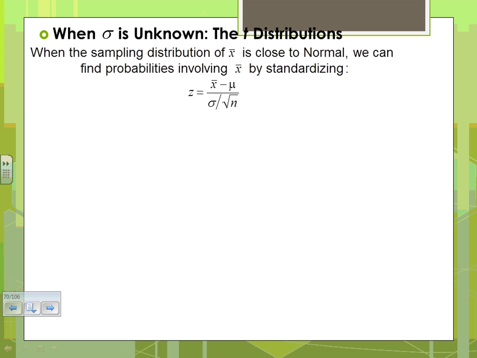Okay, so when your sigma is unknown, you're going to use something called the t-distribution. So you cannot use z distributions when your sigma is unknown.